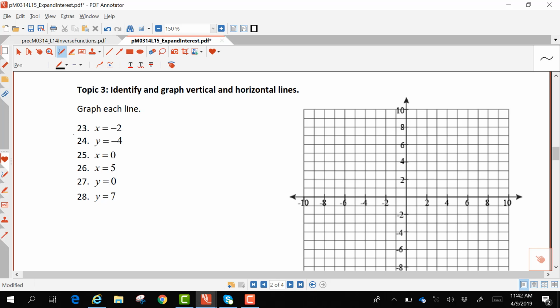Looking at number 23, it's asking me to graph x equaling negative 2. Remember, when you have only the x variable, this is a vertical line. So here's my vertical line, x equaling -2.